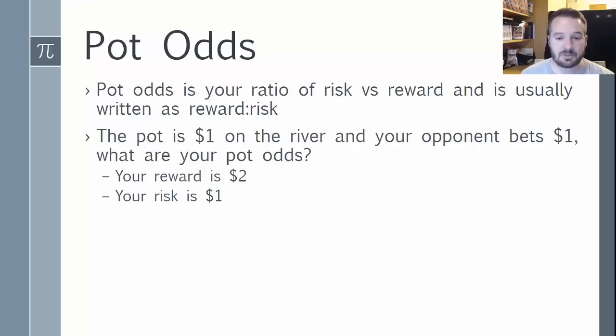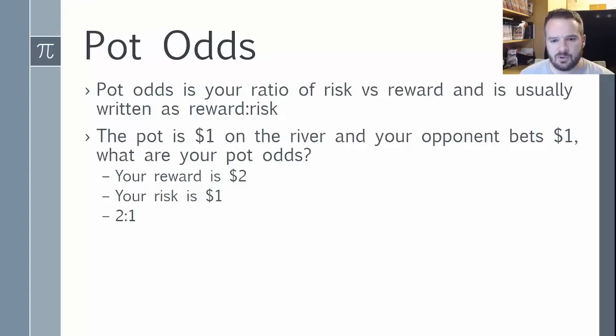So the pot now becomes $2, and when you win, you get to win that entire $2 pot, and your risk is $1 because you only have to call the opponent's $1 bet. I'm sure most of you think this is very obvious, but we're just taking it step by step to make sure we cover all our bases. So after we see this, we write it out in that reward to risk ratio, and we get 2 to 1.